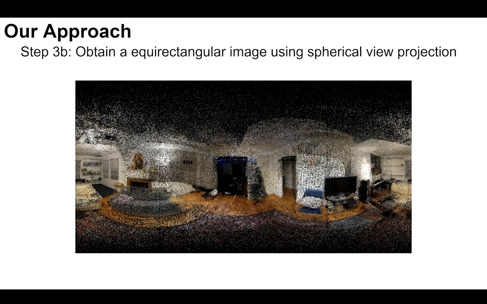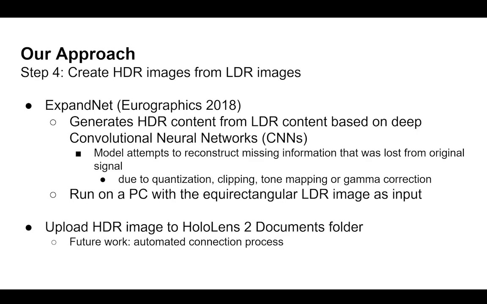Here we see the outputted panorama with color pixels represented as 4 bytes, which is fairly common for many mobile cameras. Now that we have the 360-degree image, the next step of our approach is to generate high dynamic range images from the collected low dynamic range images. To accomplish this, we use ExpandNet, a neural-based method for creating HDR expansion from LDR content.